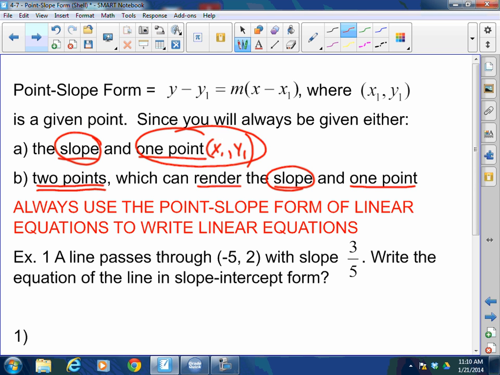They're either going to give you 1 point and a slope. You literally plug it into the equation, solve for y. Or they give you 2 points. And then you have to find the slope from there and then use either one of those points to solve for the equation. Remember to always use the point slope form of linear equations to write linear equations. This is the easiest way to write the equations.